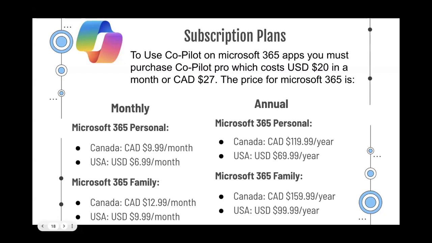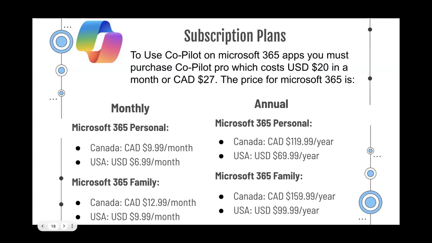So if you are in Canada and you're using a personal account paying monthly, then it's $9.99, whereas in the US it would be $6.99. And if you're paying annually in Canada, it would be $119.99, or in the US, $69.99. They also have something called Microsoft 365 Family, which allows you to have multiple users on the same payment plan. So this would be $12.99 a month in Canada, or $9.99 per month in the US. Or if you pay yearly, then in Canada it's $159.99 per year, and in the US it's $99.99 per year.